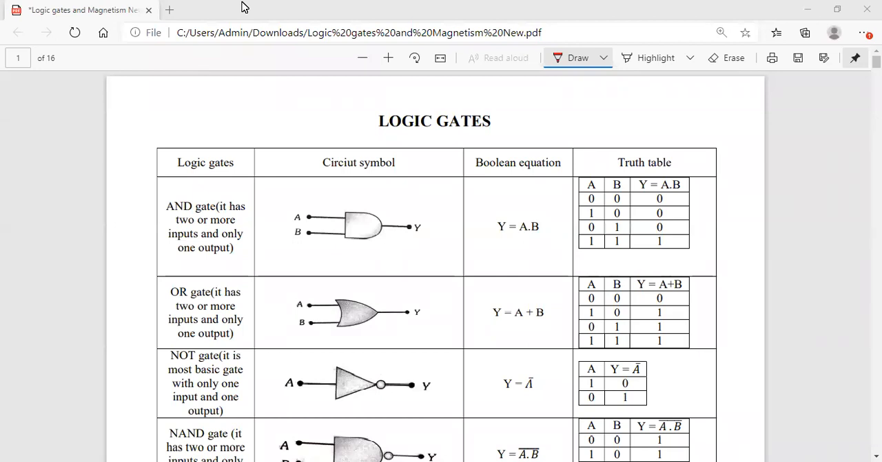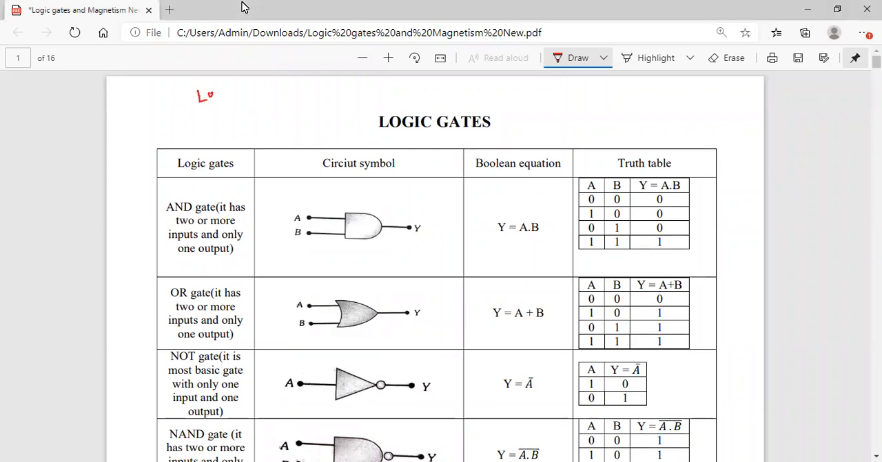Logic gates have only two answers. One is low and another is what? High. Low can be represented by 0. High can be represented by 1.